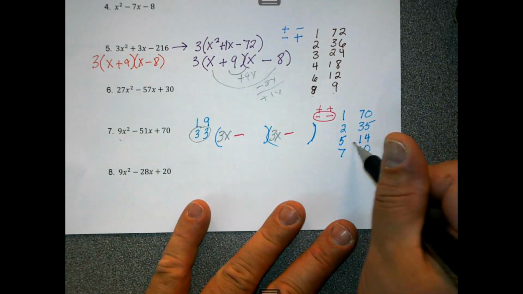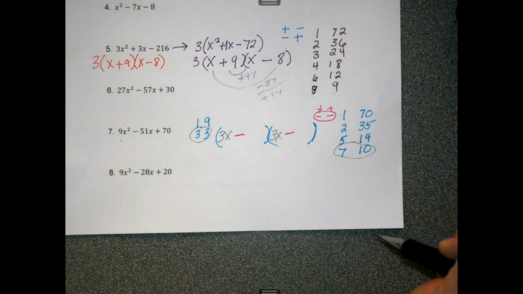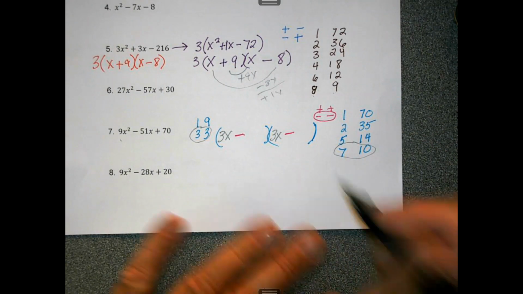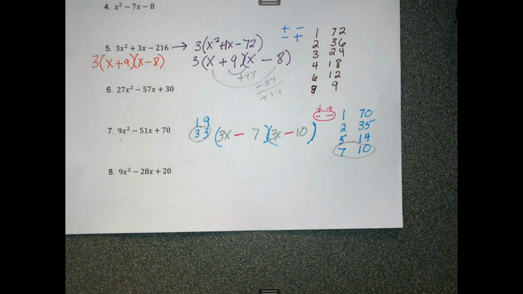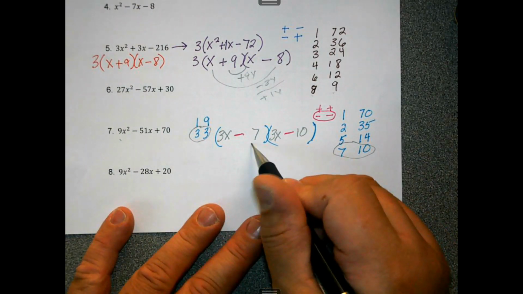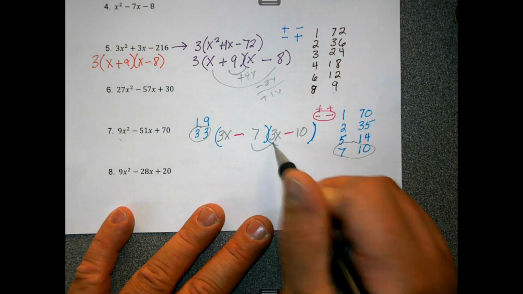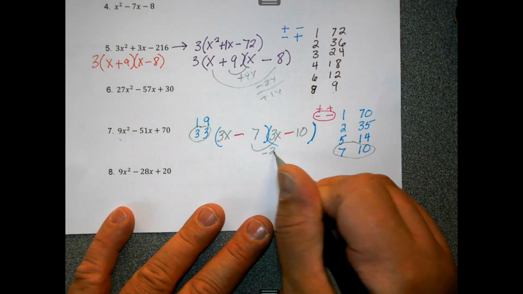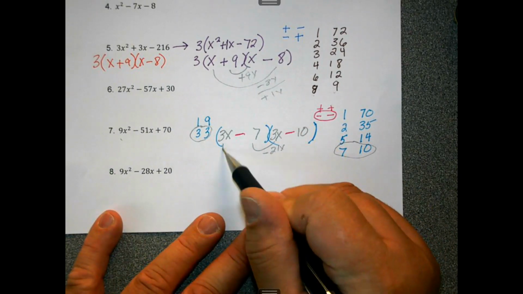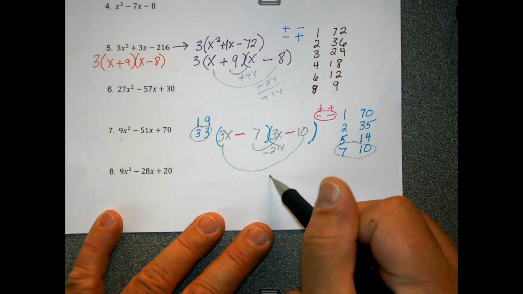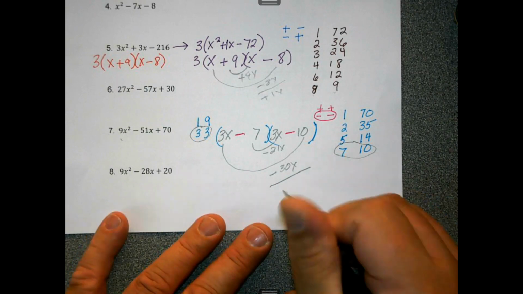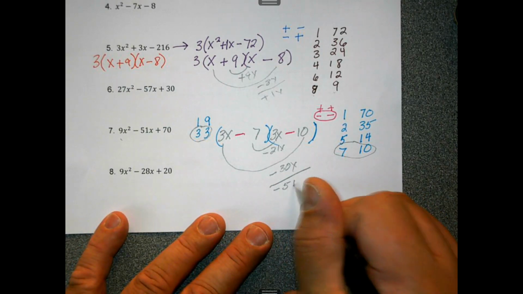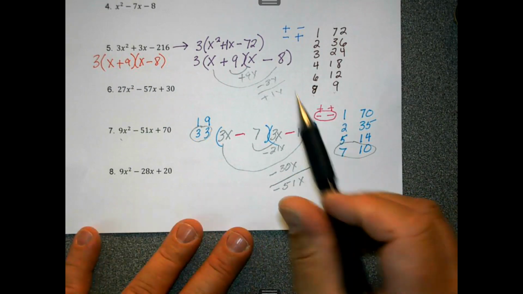Let's see, I'm going to, again, choose the closest ones first and see how that works. So I'm going to put a 7 here and a 10 there. Let's see if this works. Negative 7 times 3x is negative 21x. 3 times negative 10 is negative 30x. And it looks like I got pretty lucky here, negative 51x, which is what I needed.